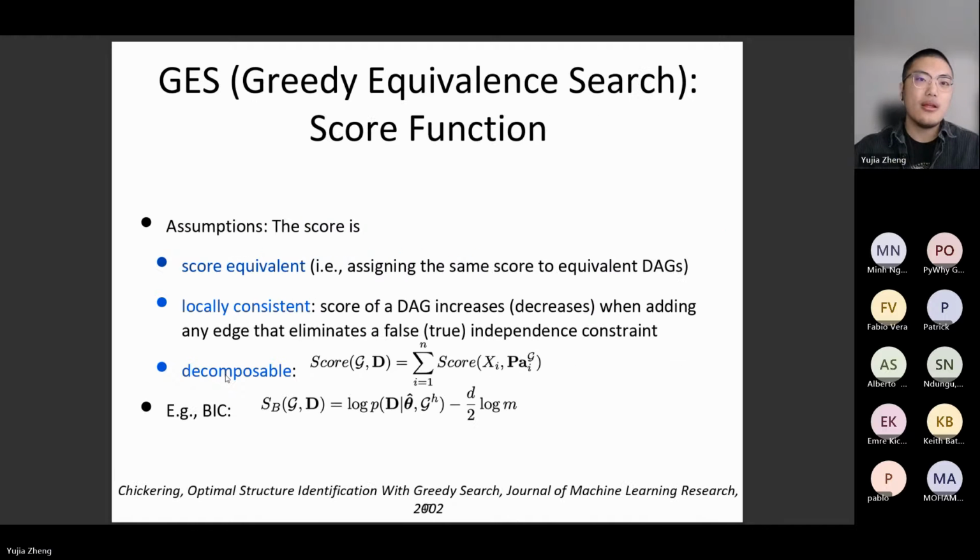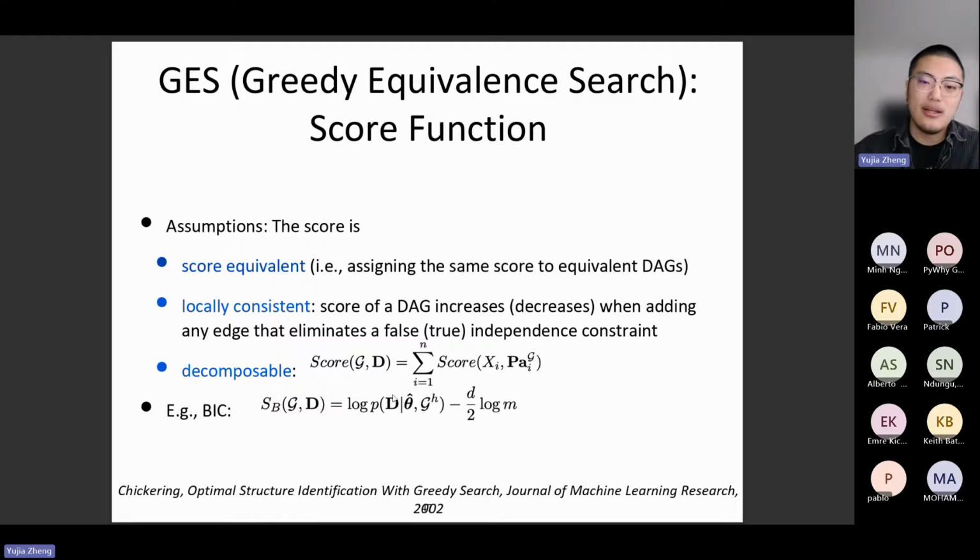For GES, for the greedy search to work, we must have some assumptions, and the key assumptions are about the scores. The score is required to be score equivalent, which means that different DAGs, different members in the equivalence class, should have the same score. Also the score has to be locally consistent, which means that the score of a DAG increases when adding an edge that eliminates a false independence constraint. Only if the score is locally consistent can we guarantee that we get the correct result when we choose the model with the optimal score. And of course, for the greedy search to be possible, we need our score to be decomposable, which means that we can always decompose the global score into a sum of local scores. An example of a score satisfying all these properties is the Bayesian information criterion.